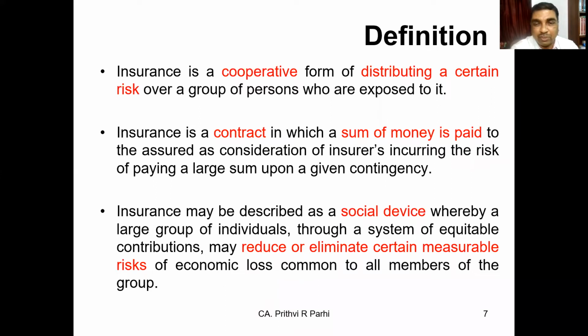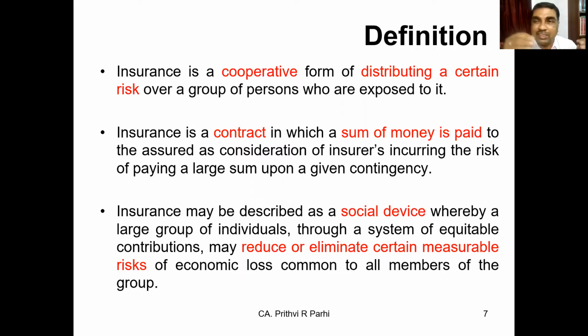We may describe insurance as a social device whereby a large group of individuals, through a system of equitable contribution, may reduce or eliminate certain measurable risk. And here risk means the financial risk or economic loss, which may be common to all members of the group. So it is a social device. As you can see, people who are exposed to a similar kind of risk come together and take a policy.